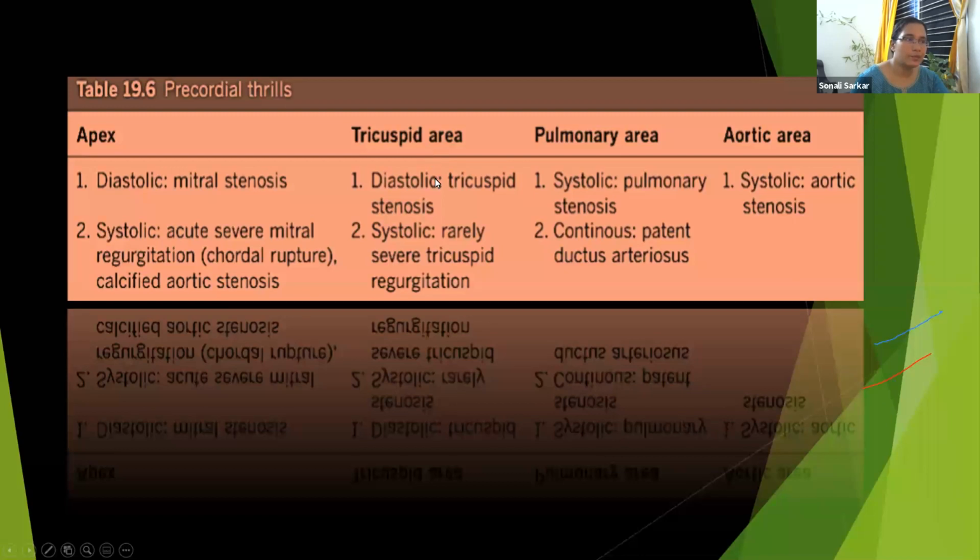A systolic thrill at the apex due to aortic stenosis is uncommon, so we will not mention this. A diastolic thrill at the tricuspid area is due to tricuspid stenosis, and a systolic thrill is due to severe tricuspid regurgitation. In the pulmonary area, a systolic thrill is due to pulmonary stenosis, a continuous thrill is due to PDA, and in the aortic area, the systolic thrill is due to aortic stenosis.